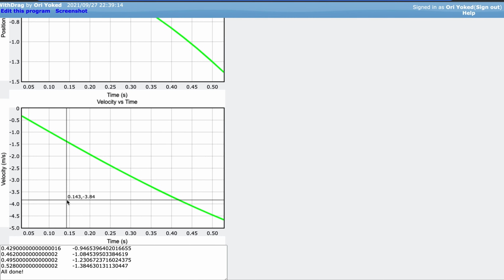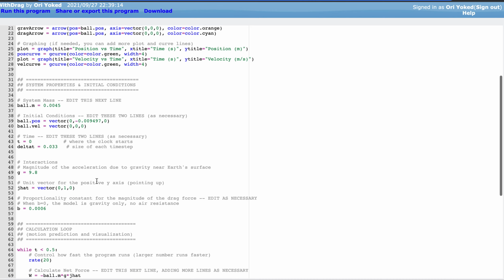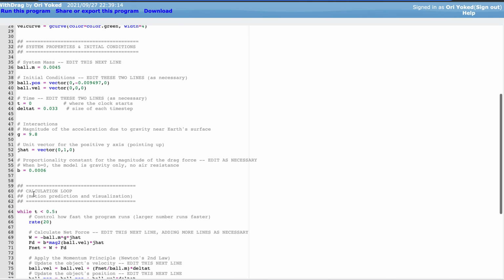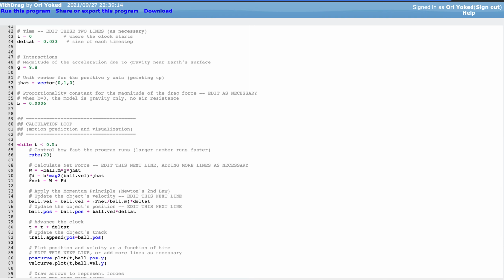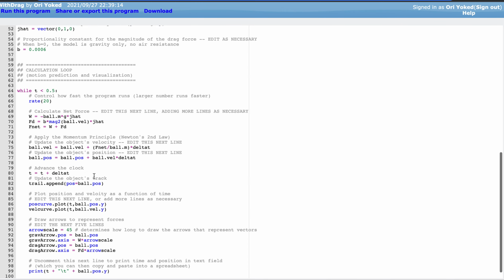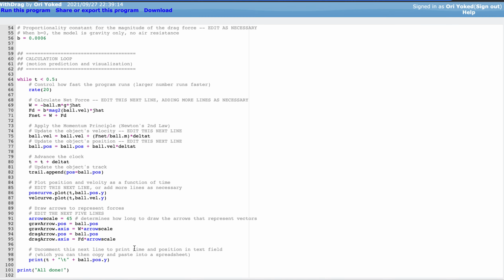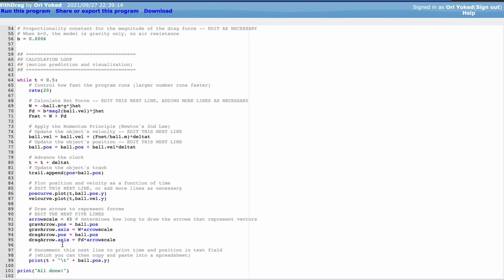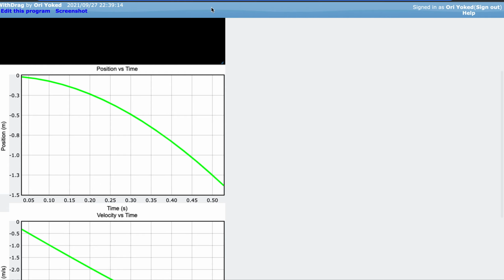And then with the drag force, I have b as 0.0006, and then I have the drag force formula as b times the magnitude of velocity squared. And then I have the arrows that represent the drag force and the gravitational force. And this is what it looks like.